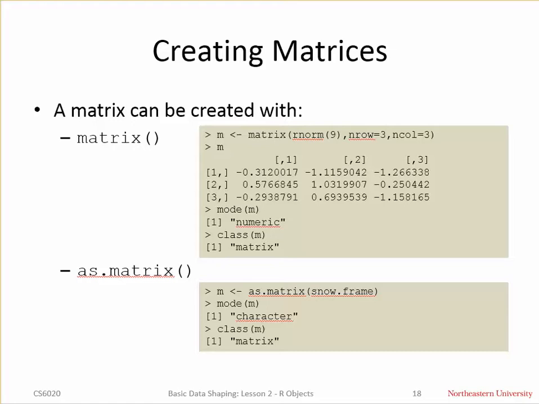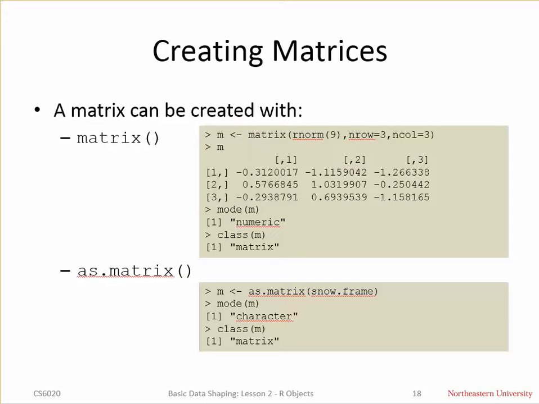To create a matrix, you use the matrix function. In this particular case, we create a matrix of 3 rows and 3 columns. We're going to use the function rnorm to create normally distributed random numbers with an initial seed of 9. Actually, sorry, this creates 9 random numbers, and we're going to arrange them in 3 rows and 3 columns. So if you print out the matrix, you're going to have the 9 different numbers displayed like this. By the way, notice the mode of the matrix is numeric because it's a set of numbers, but the class of the matrix is, of course, matrix.